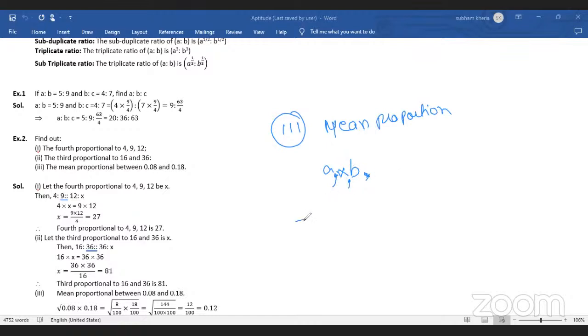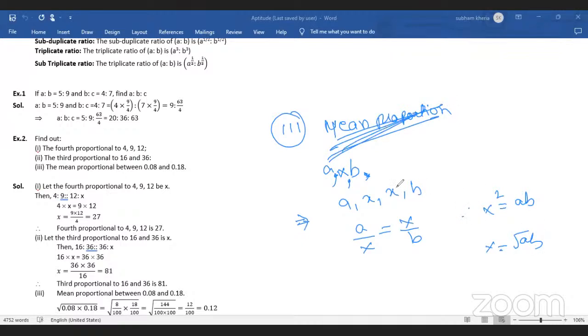Now again we have three terms. What did I say? Whenever you have three terms, repeat the middle term. So a comma x comma x comma b. What will you write? A by x equals x by b. Therefore x square equals ab. Therefore x equals root ab. So we get a general formula for mean proportion, a very important formula: whenever two terms a and b are given, their mean proportion is root of a into b.